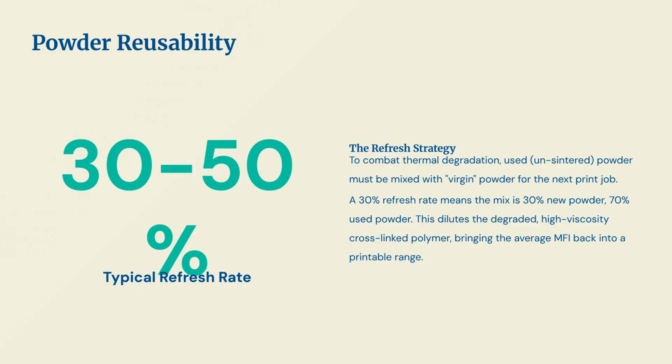To combat this degradation, we use a refresh strategy. By mixing about 30 to 50% of virgin powder with the used material, we dilute the high-viscosity cross-linked polymer. This brings the average melt flow index back into a printable range for the next cycle.